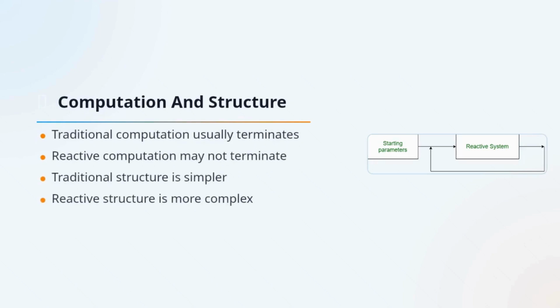Another major difference is in computation style. Traditional systems usually complete a task and stop, so their computation is terminating. Reactive systems may continue running without a fixed endpoint because they keep monitoring and reacting to events. Because of this ongoing interaction, reactive systems are generally more complicated in structure.